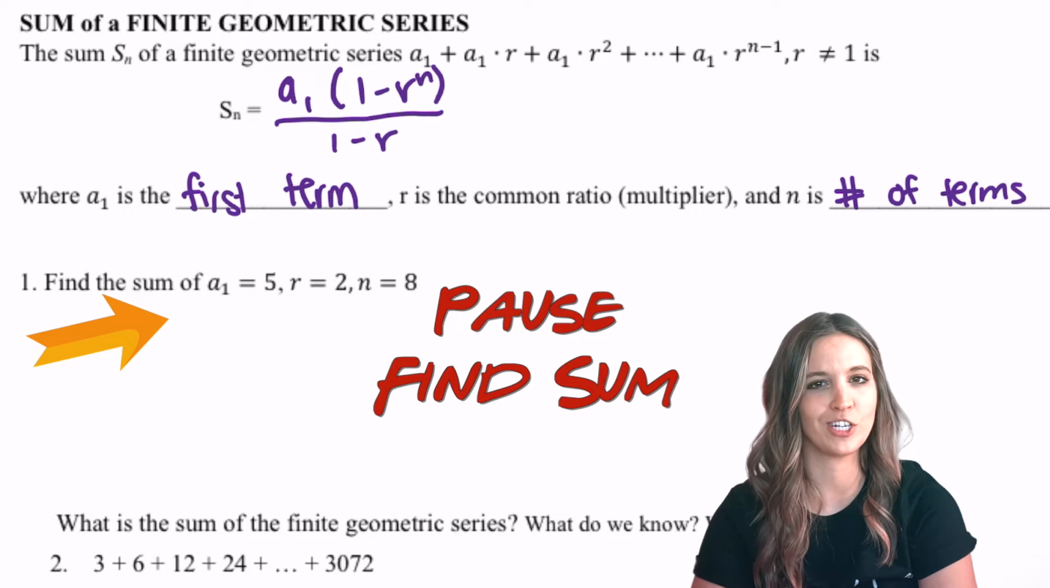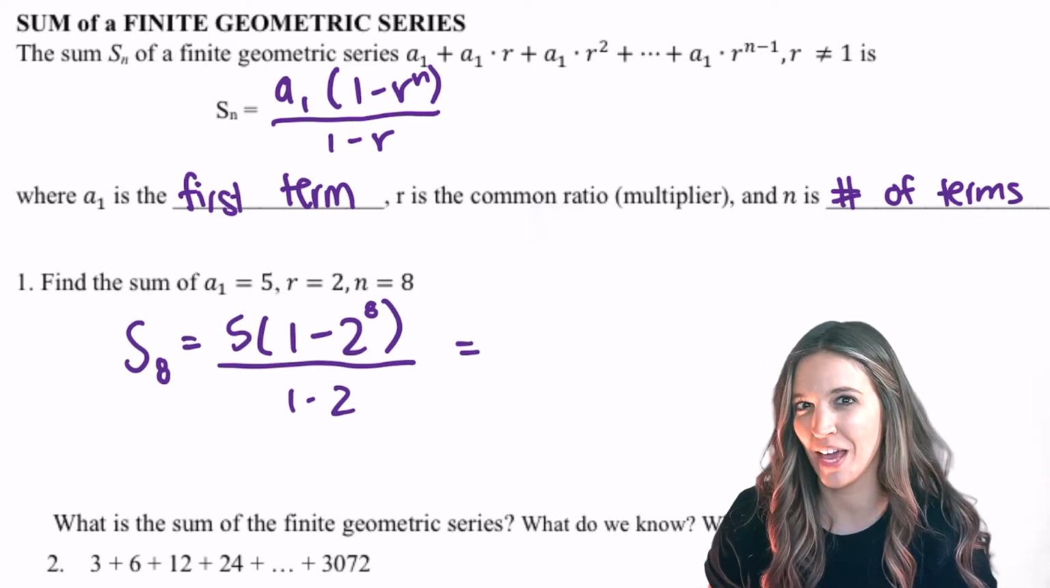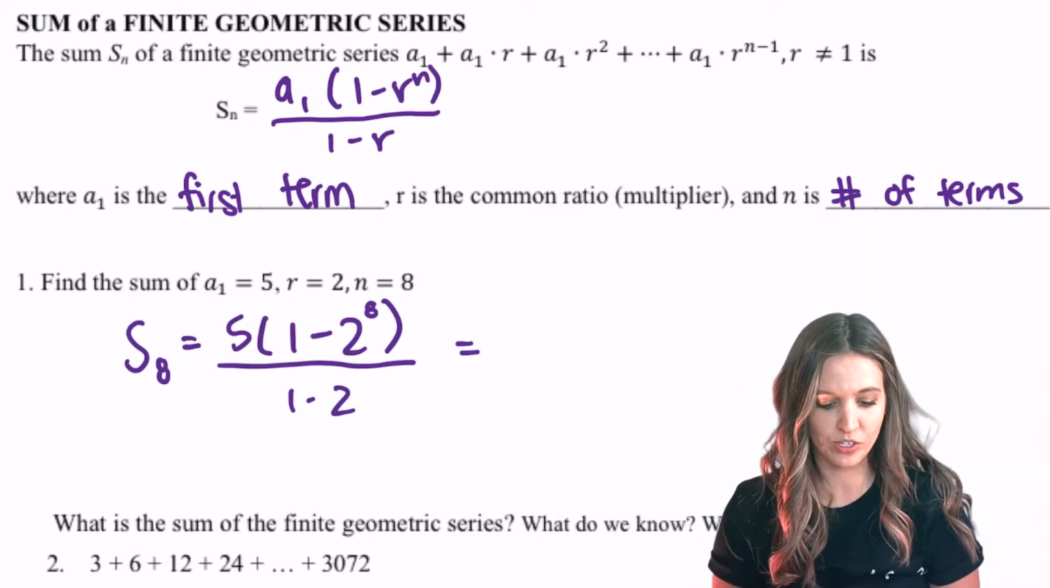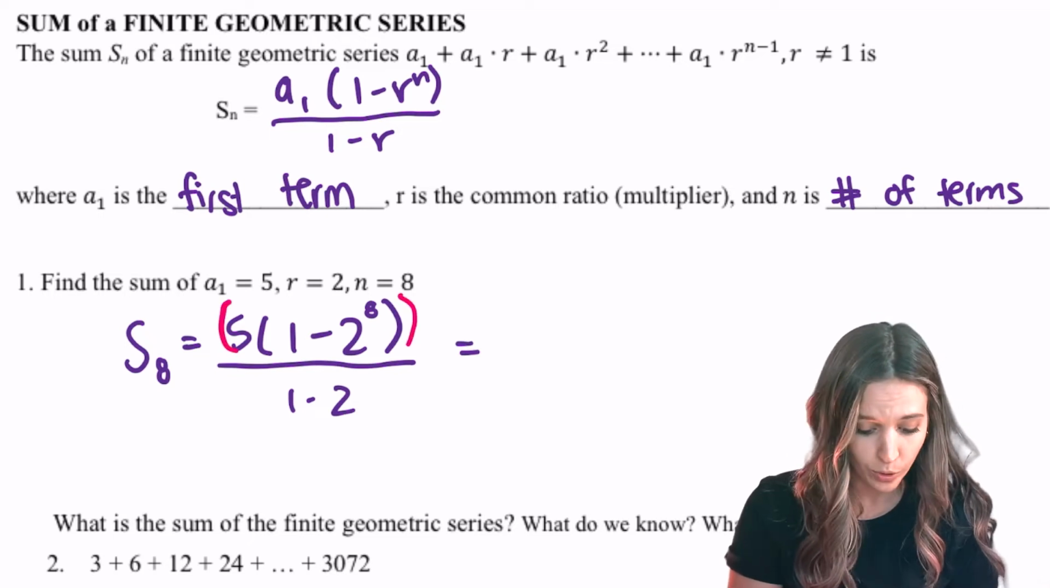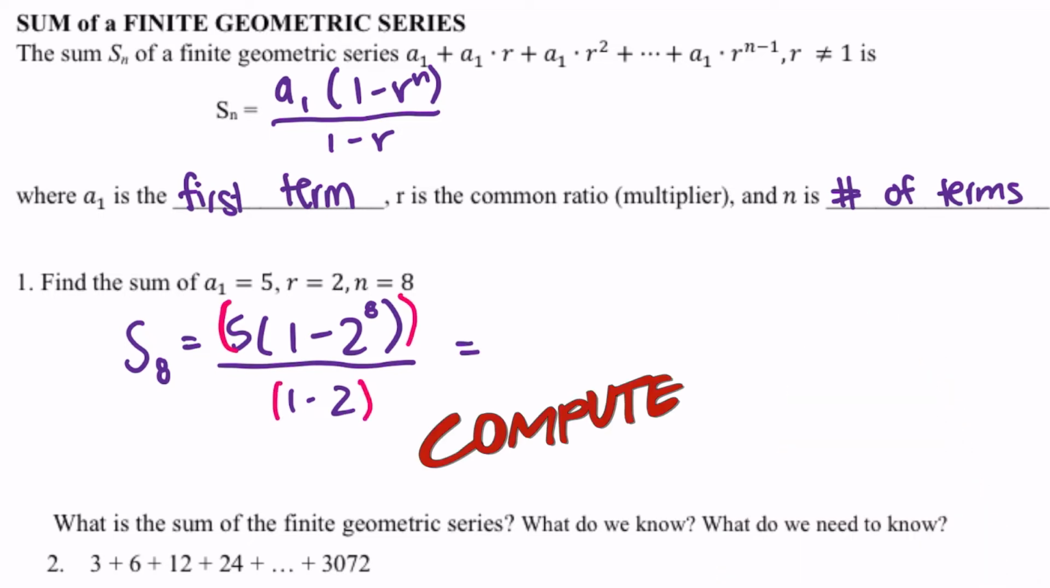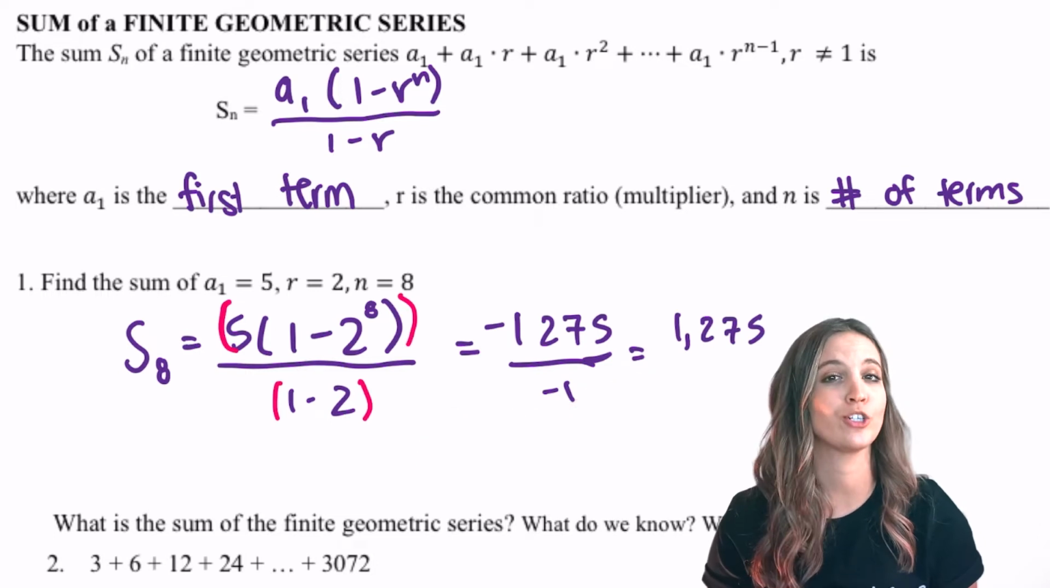Find the sum for this first example. Do you have the sum yet? Be really careful, especially if you're using a calculator here. Hug that whole numerator and hug that denominator. Here the sum is 1,275.